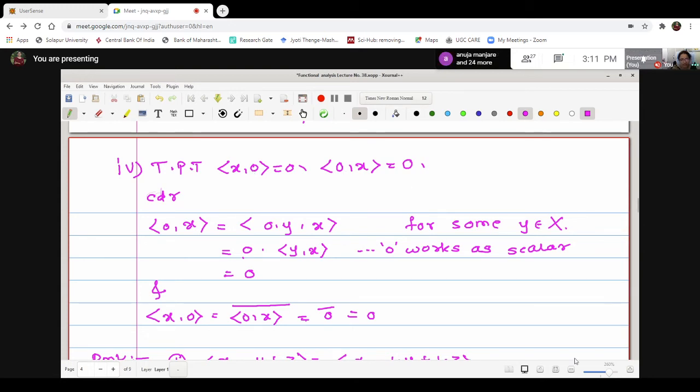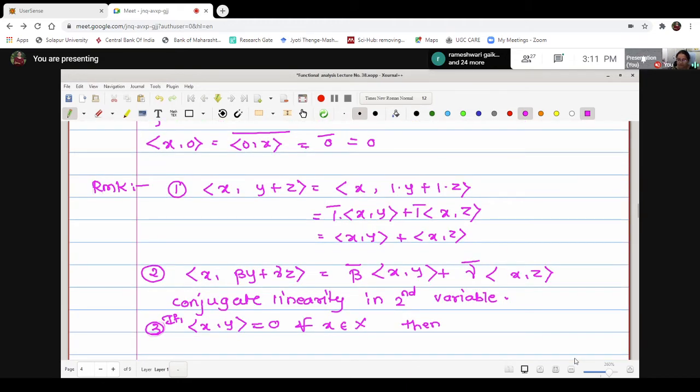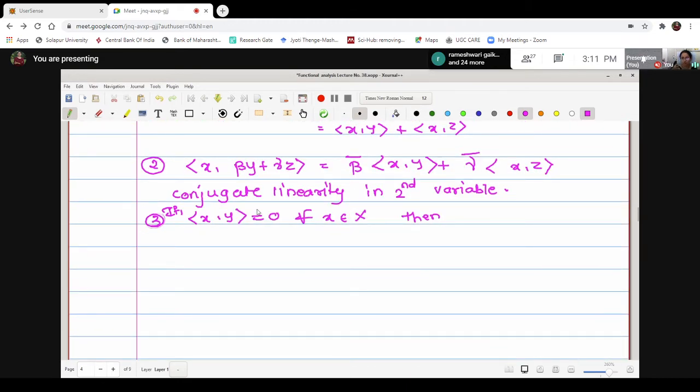But here in this remark we are saying for every x this is 0, therefore the only possibility remaining with us is that the second variable must be 0. If inner product x with y is 0 for all x in X, then y is equal to 0. Okay, because as I am saying for all x, this x may be 0, may not be 0, right?